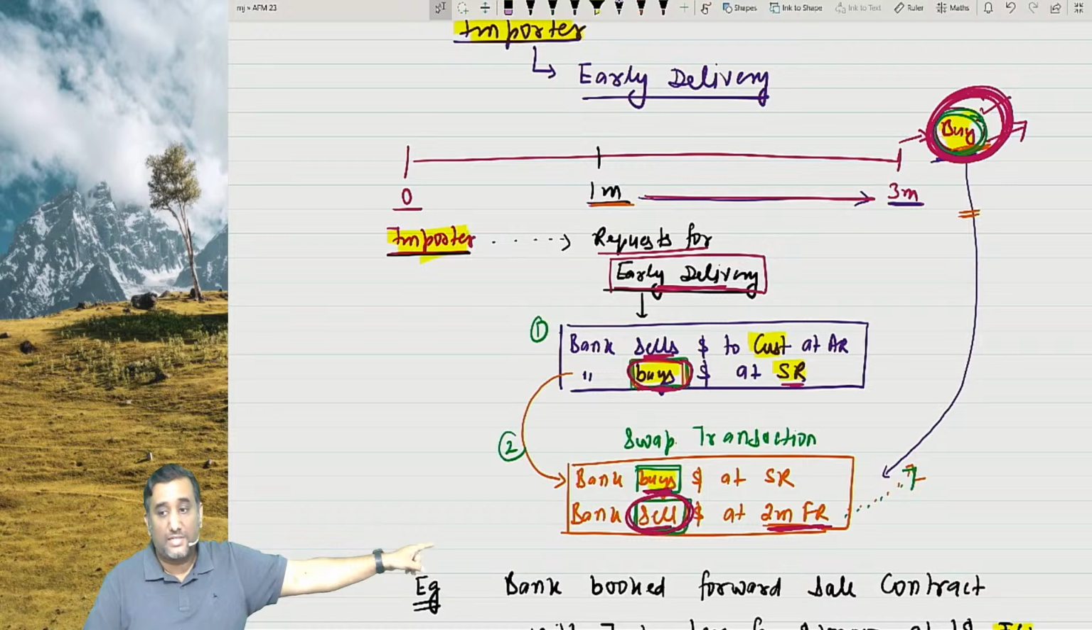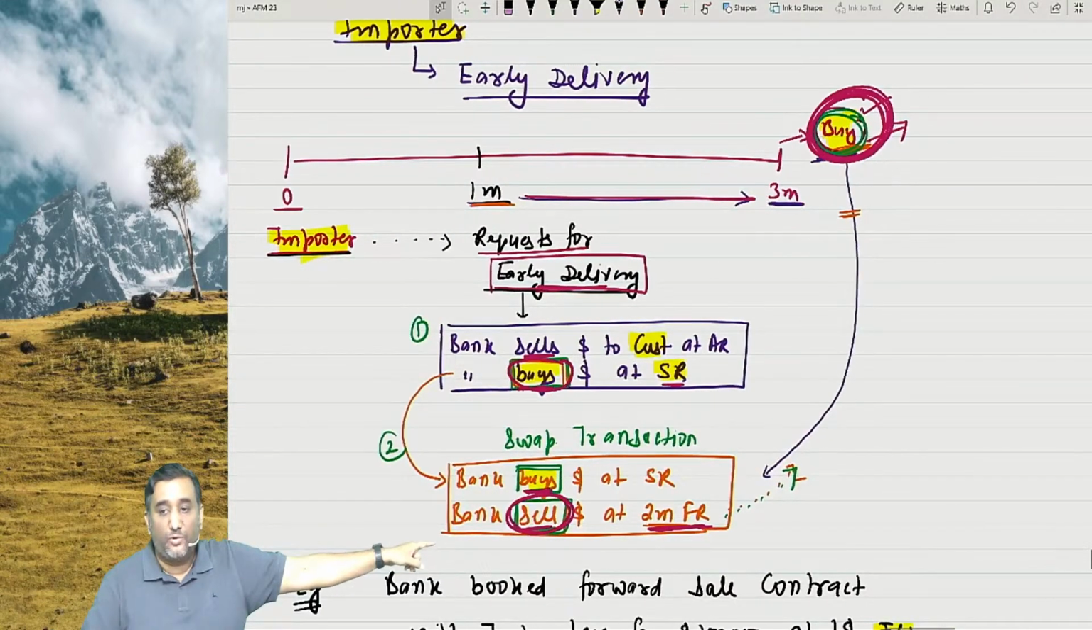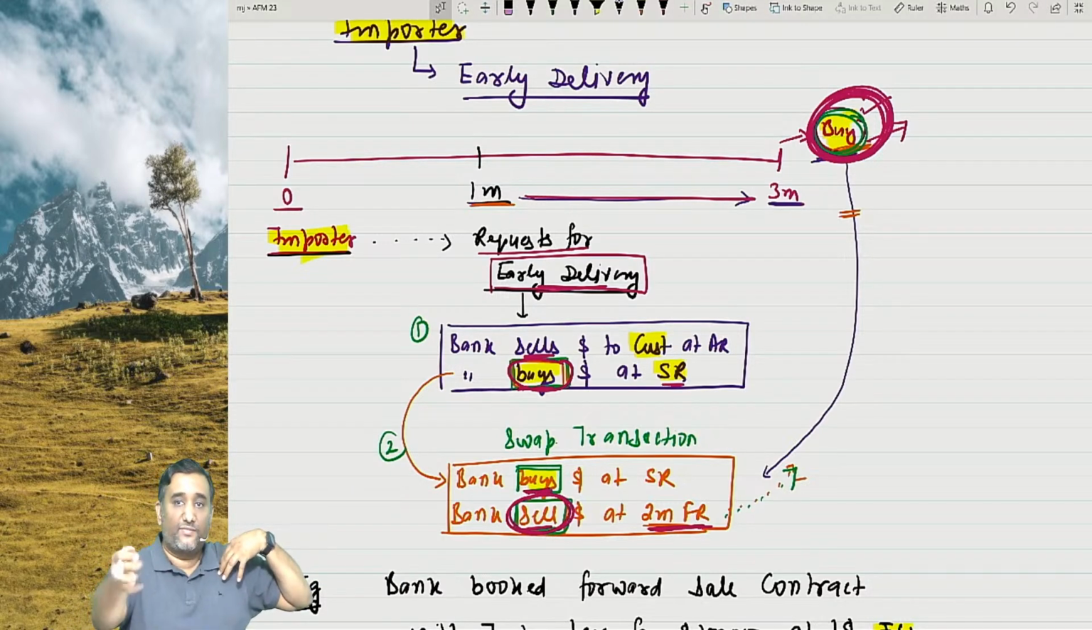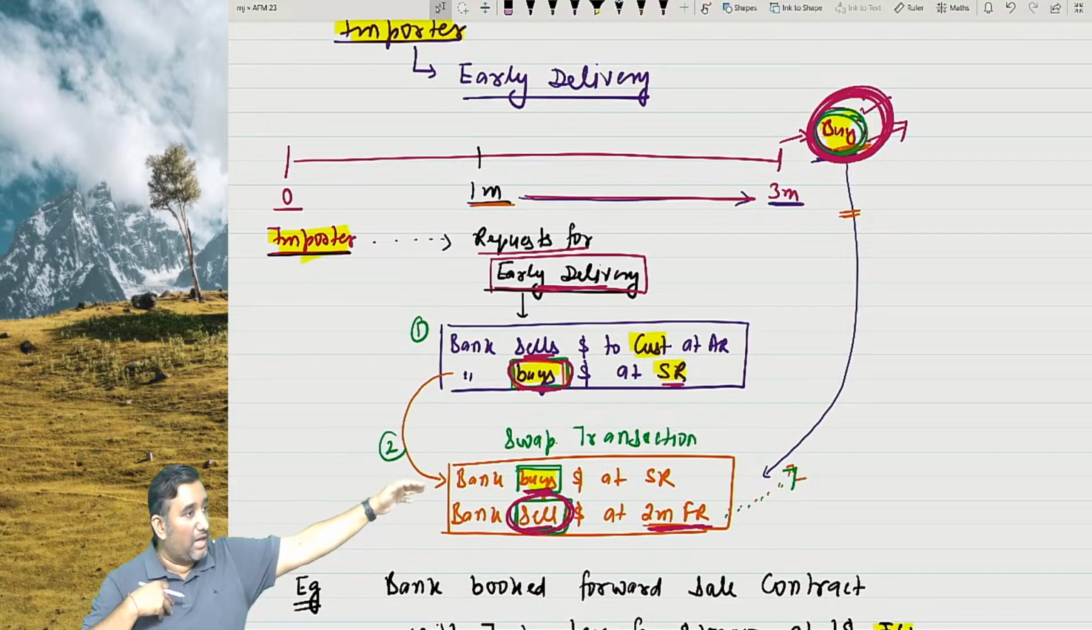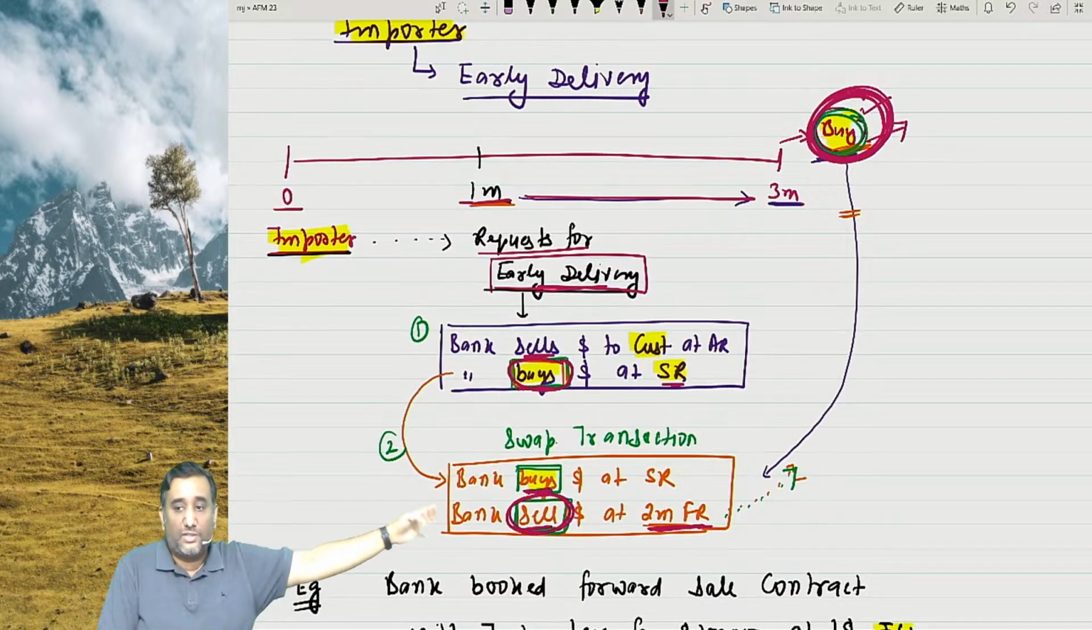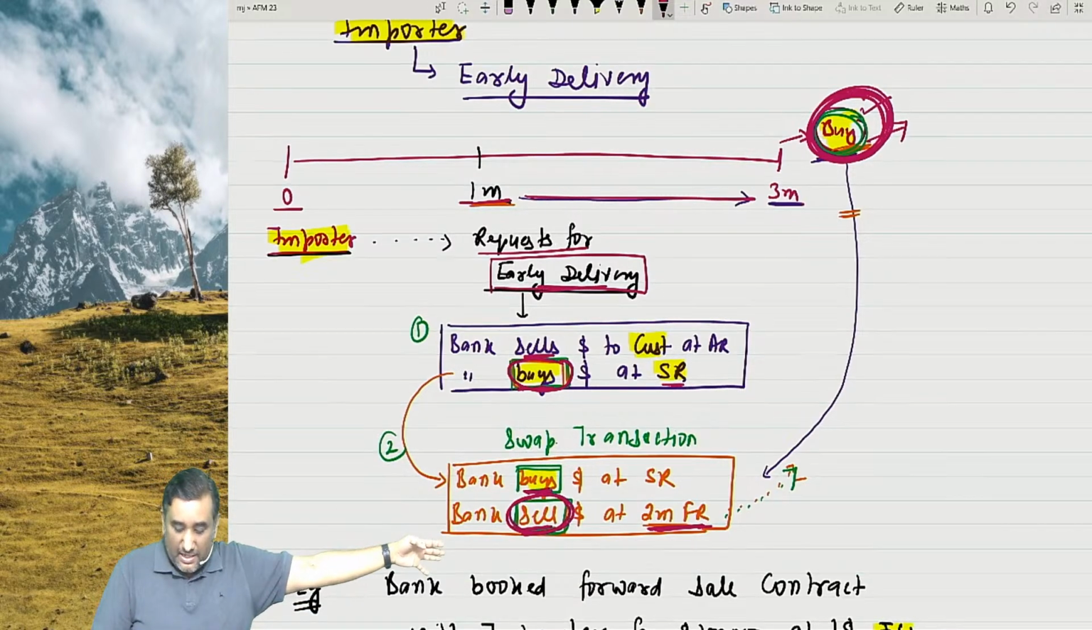Understand the reasoning please. Understand what is happening here, why I am doing this part here. This part is done because originally you would come to me at 3 months, you will buy from me, and I will buy from someone else. Since after 1 month things are settled, I will now buy after another 2 months which will come to me. What will I do with that? So for that I have to create an agreement at 1 month only that I will do what? Sell at 2 months forward.